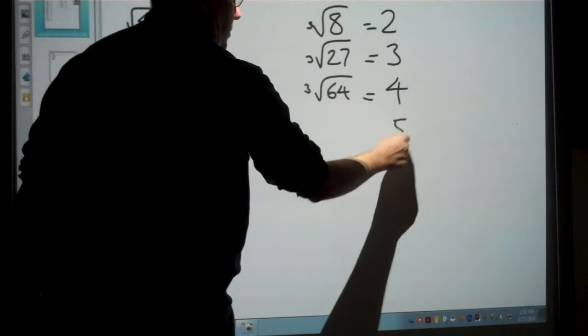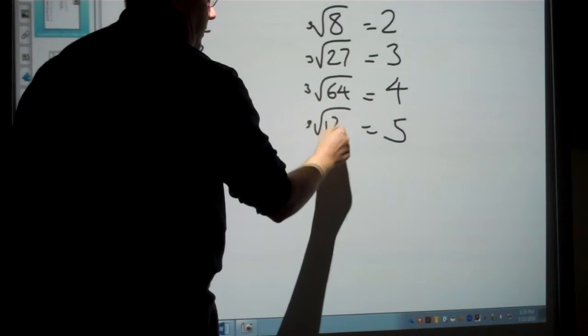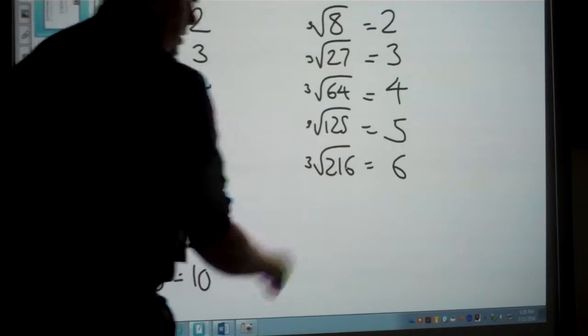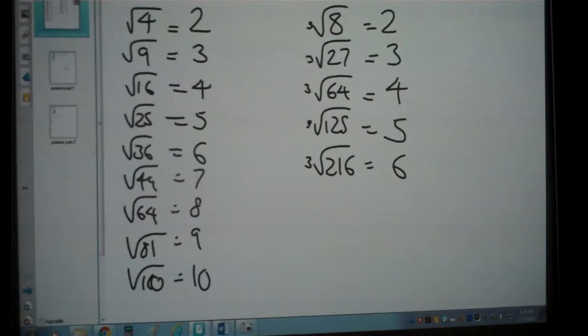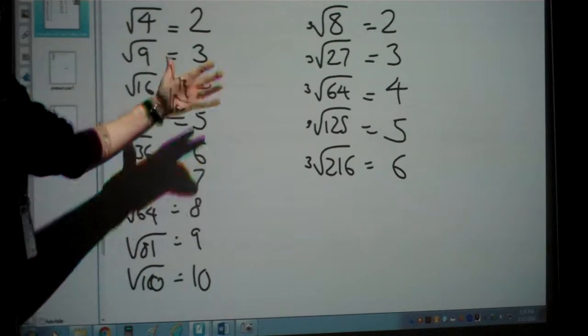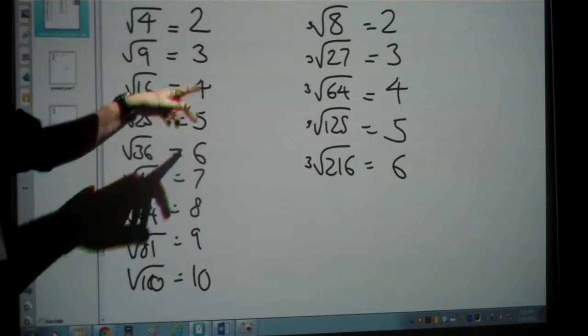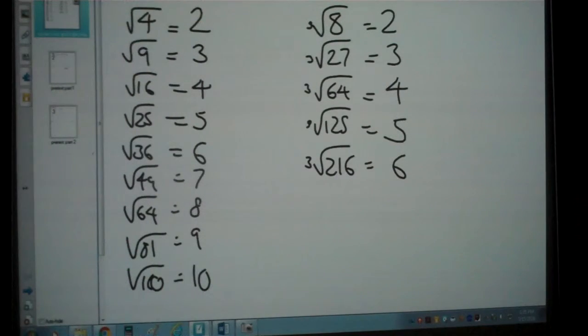4 times 4 times 4. 5 times 5 times 5. 6 times 6 times 6. And I'm just going to go to 6 right now, and I can always continue up to 10 if I need to. So this should be the first thing that you do when you actually do your test. Make sure you know those perfect squares and the perfect cubes, which allows you to actually work out what they are.